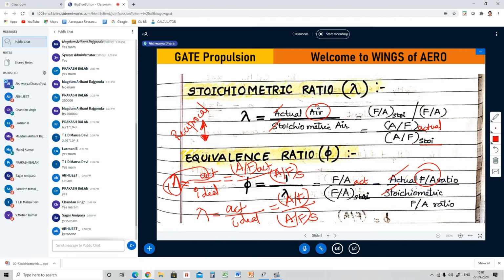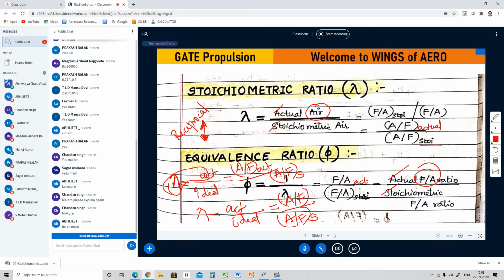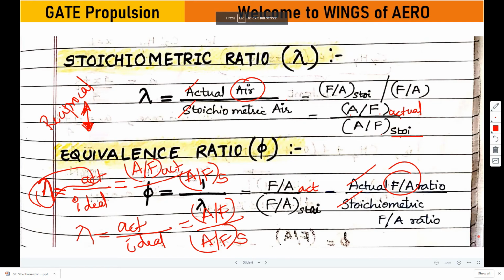Do you feel it is comfortable to remember in this way, or is it getting more complicated? Let me know in the chat box, or you can unmute and say. Yes, ma'am, it's okay. Alright, so we have just come to stoichiometric and equivalence. Once you practice, you don't have to remember so hard. It will be at your fingertips.